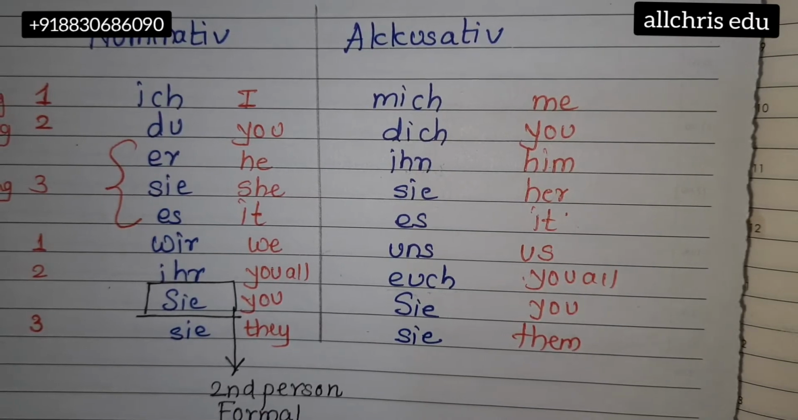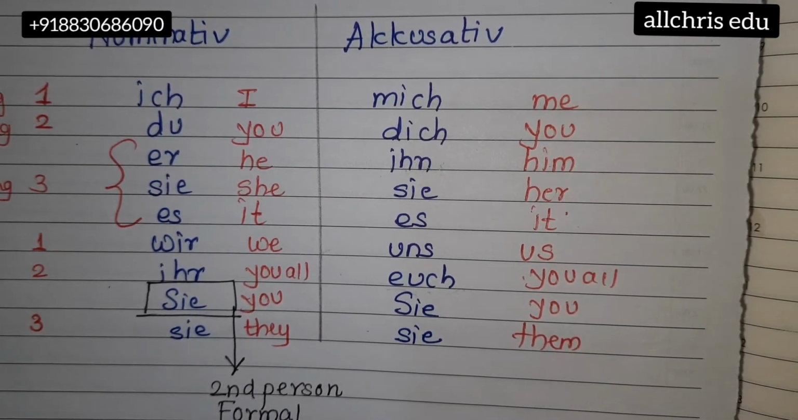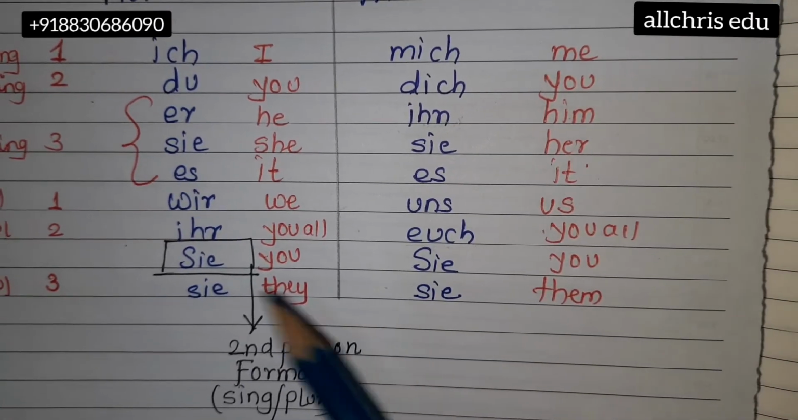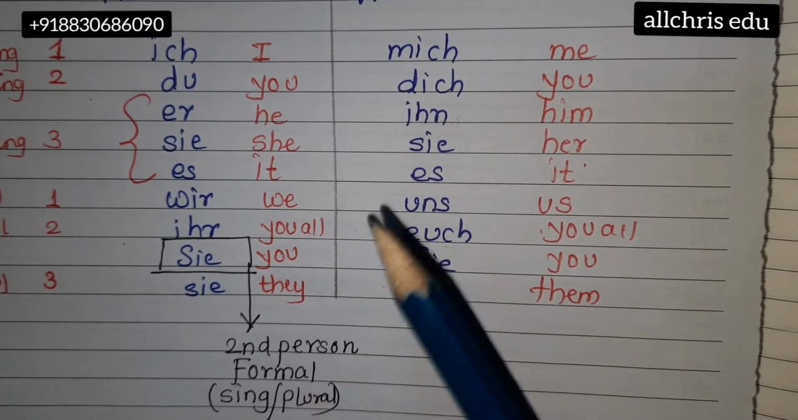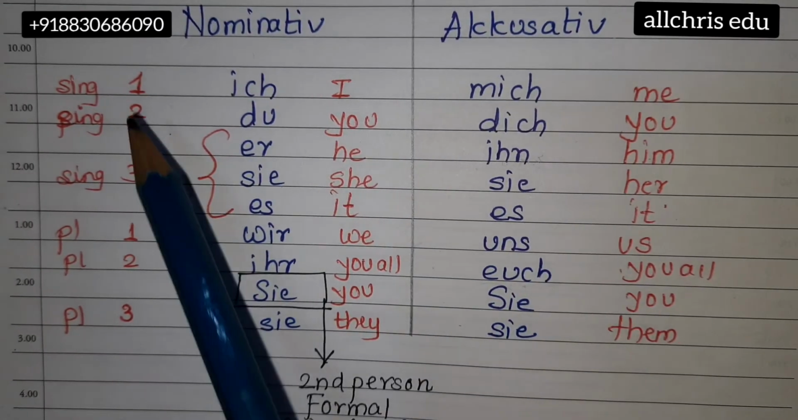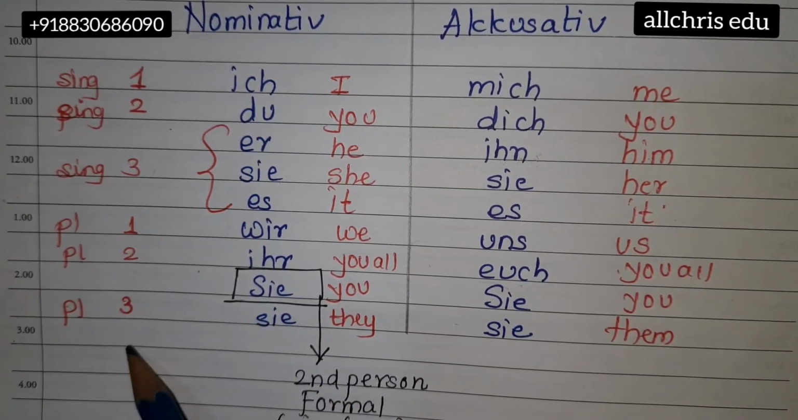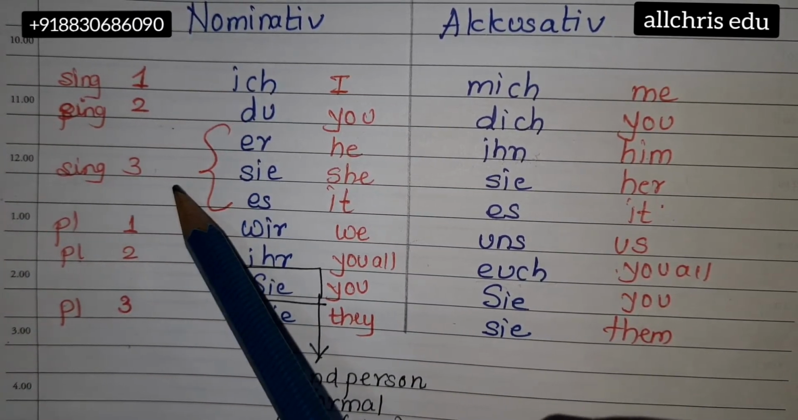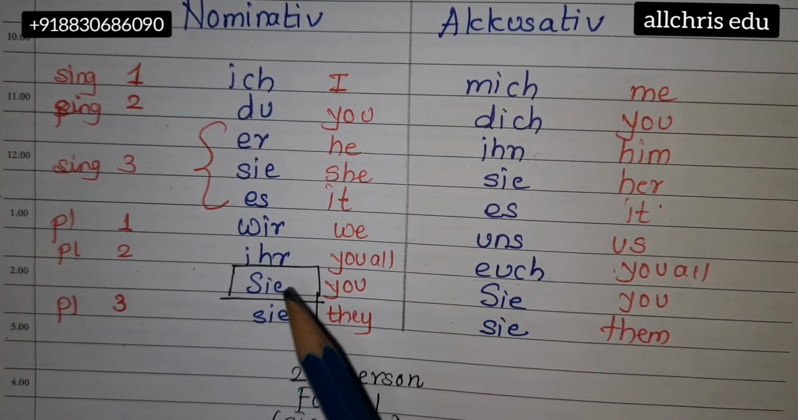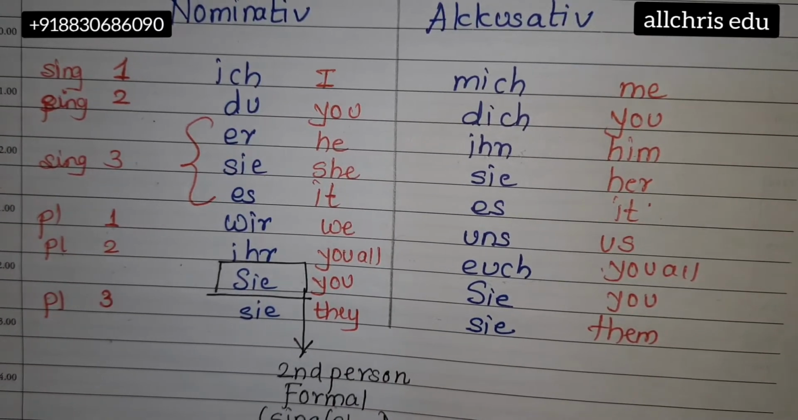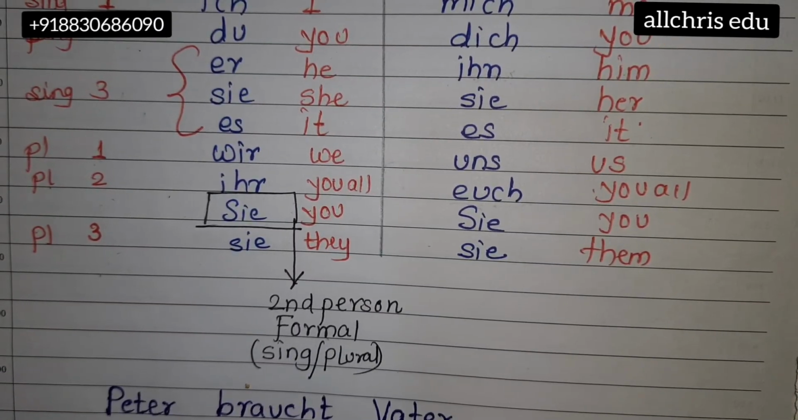So this is the column for nominative and accusative. In the below part I have also mentioned that this big Sie is nothing but second person formal, because I have written 1, 2, 3 and 1, 2, 3. The first 1, 2, 3 are singular pronouns and the second 1, 2, 3 are plural pronouns. But this big Sie is second person, singular and plural both.